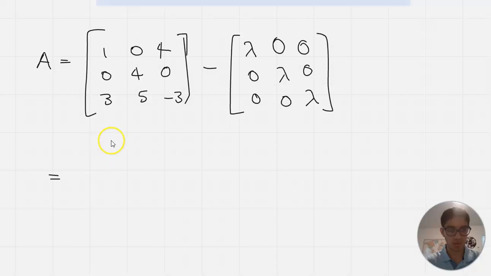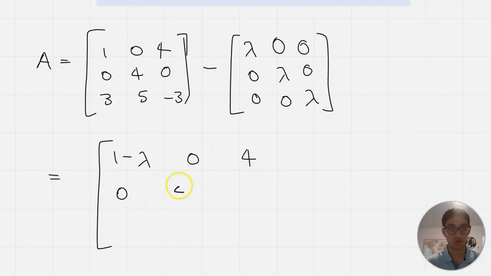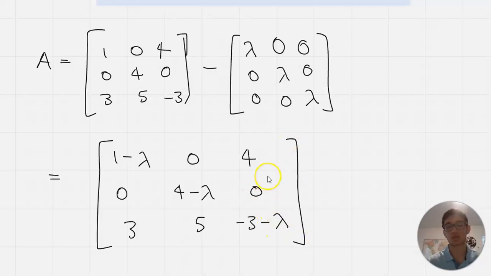So it's going to be a little bit messy, but it's not that bad. We get 1 minus lambda, then here we have 0, then here we have 4. Here's 0, we have 4 minus lambda, 0 again. Sorry, not 0. This is going to be 3, this is going to be 5, and negative 3 minus lambda. Right, and we want its determinant to be 0.